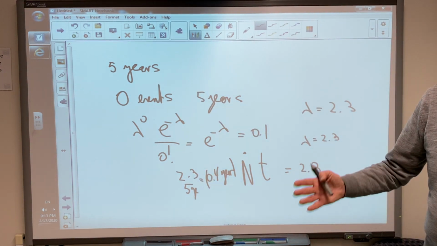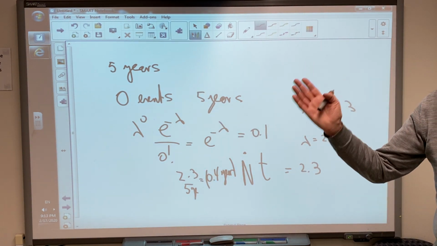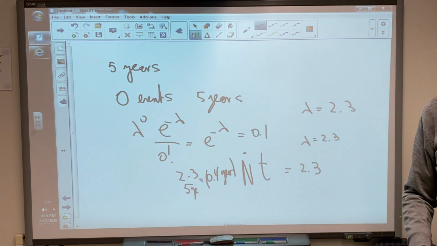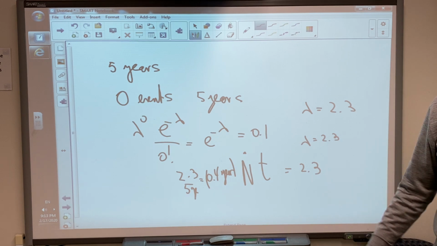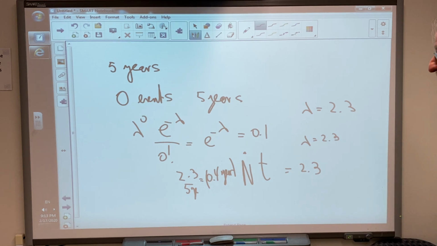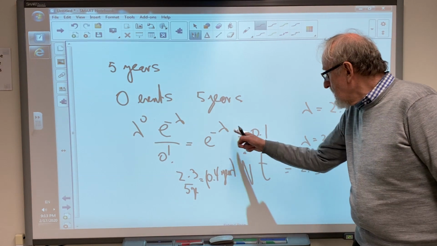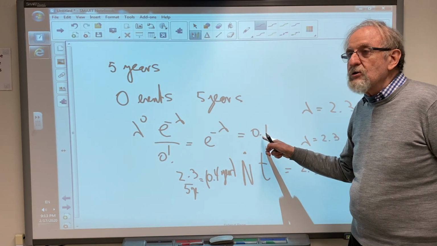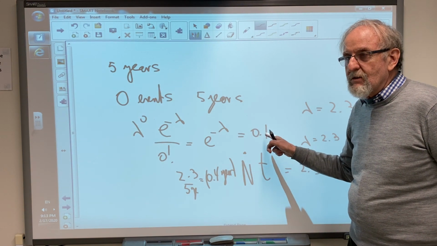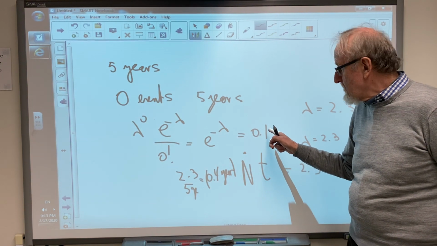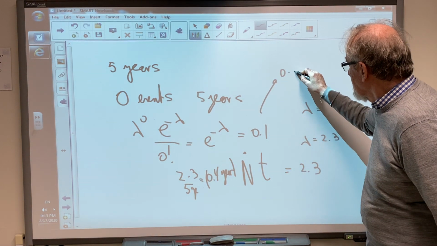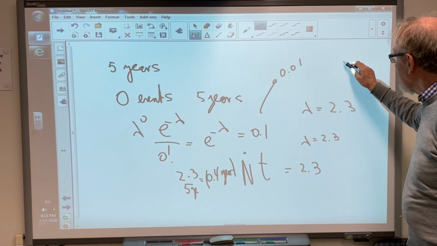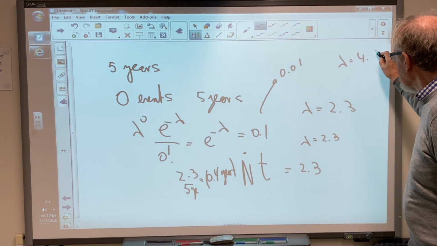Let's say you are not happy with 90%, or the editor of the paper where you're submitting the article says, no, we don't want statements that are 90%, I want 99%. Well, if you want 99%, you want this to be 0.01. You want your event to have probability of 0.01 or smaller. If you put here 0.01, the lambda that you have to solve is twice as big, it's 4.6.